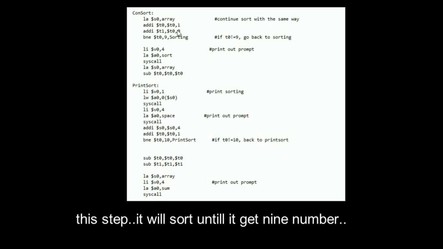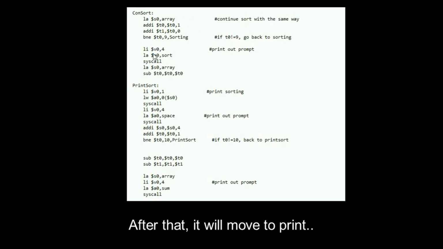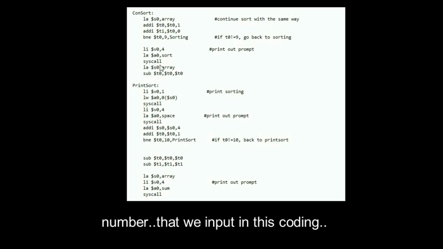For this step, it will sort until you get 9 numbers, which means you must input 9 numbers. After that, it will move to the print. And then LI $V0 for LA $A0 sort. This step, it will print out our sorted numbers that we input in this code.